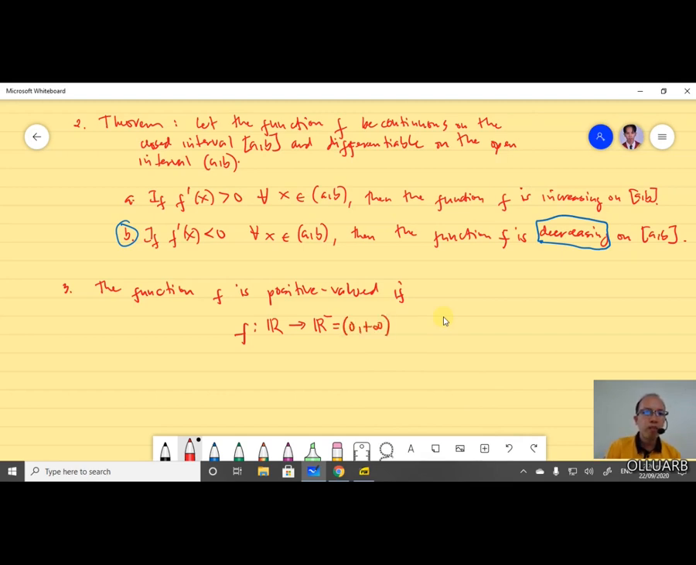Okay, R plus. So meaning to say the values of the function are always greater than 0. So these are the 3 conditions that you are going to remember when you are using the integral test.